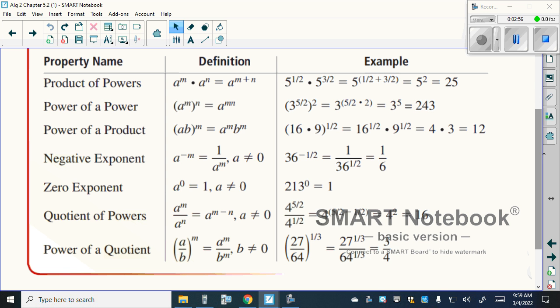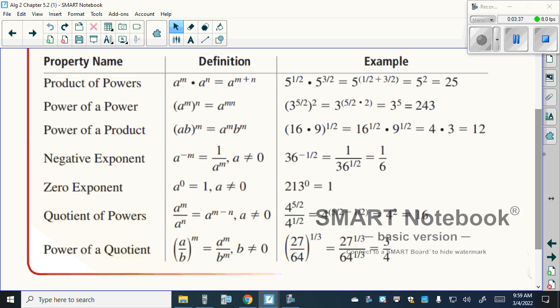Quotient of powers. Our quotient of powers property states if we have two like bases being divided, we subtract the exponents, and the exponent in the numerator always goes first. And then the last one, power of a quotient. A divided by b to the n is the same as a to the n divided by b to the n.